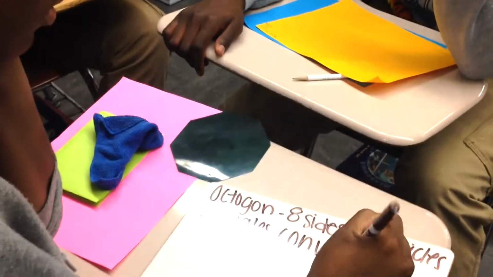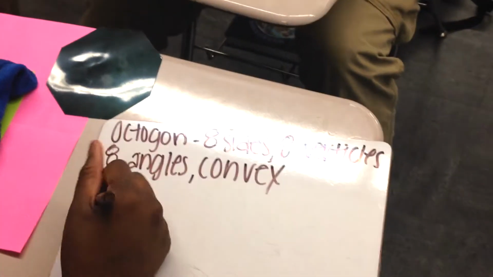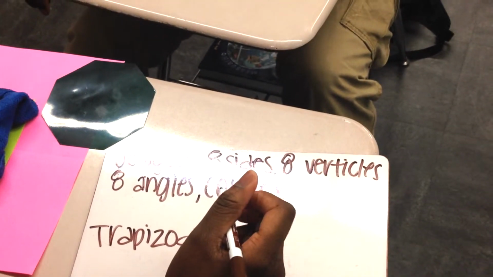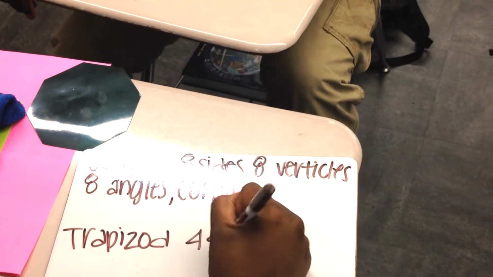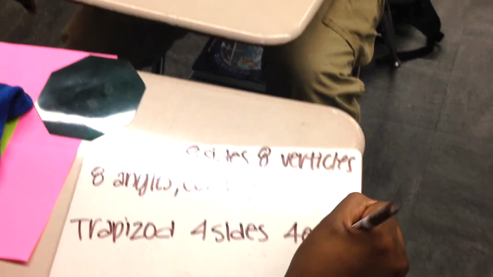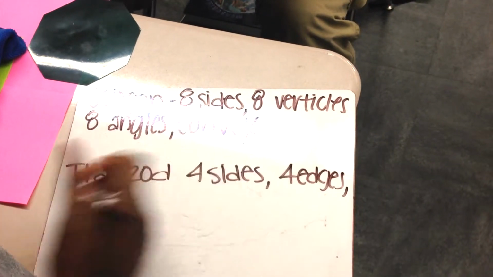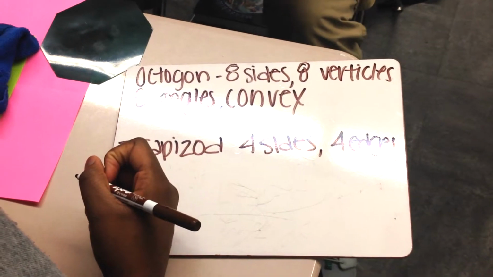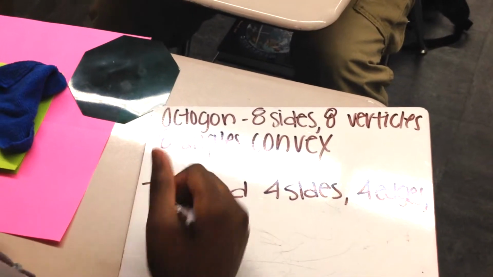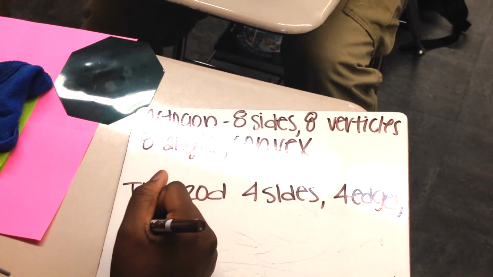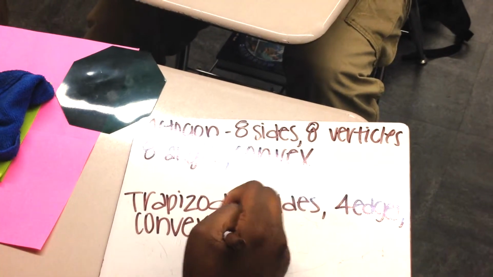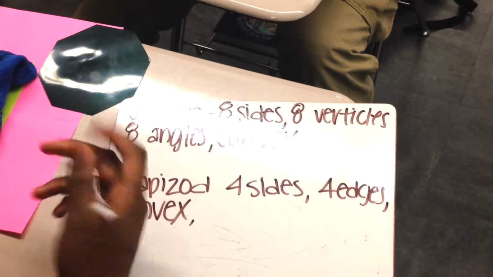Convex. All right. What do we got here? And our next shape is a trapezoid. It looks like the spacing is equal. It has 4 sides, 4 edges. Are you sure it's 4 edges? It's convex. Are we talking about sides or angles? Yes, there are 4. That's it. All right.